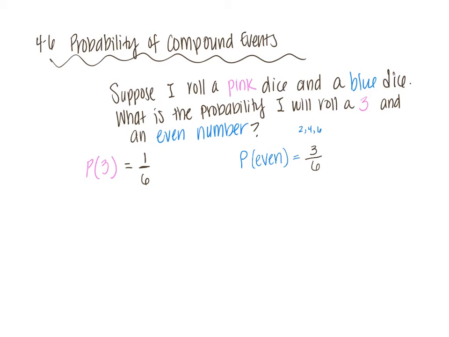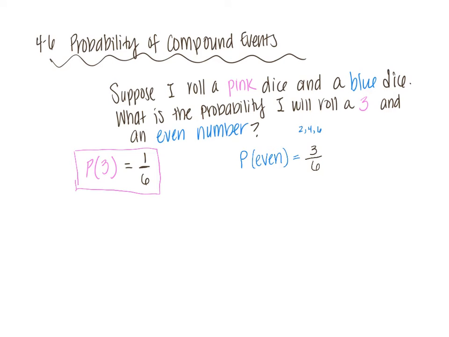Now, this is where it's interesting. Is this independent or dependent? If I roll my pink dice, does my pink dice affect my blue dice? No. If I roll my pink dice, is that going to change the number of options I have on my blue dice? No, my blue dice still has 6, and I could still roll any one of those 6. So these are independent. They are not related.